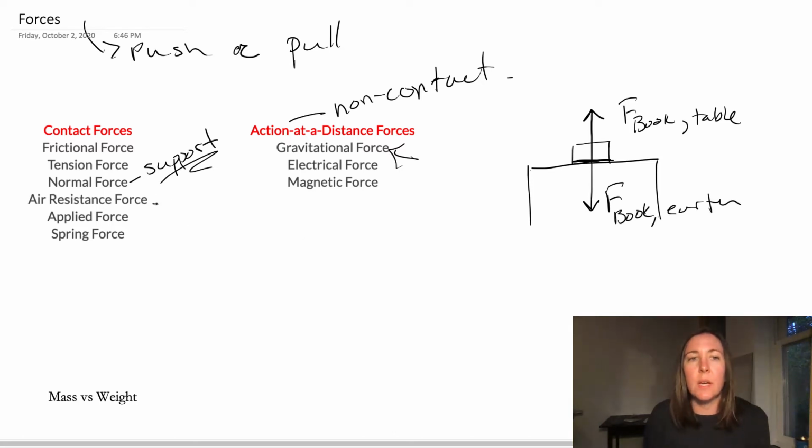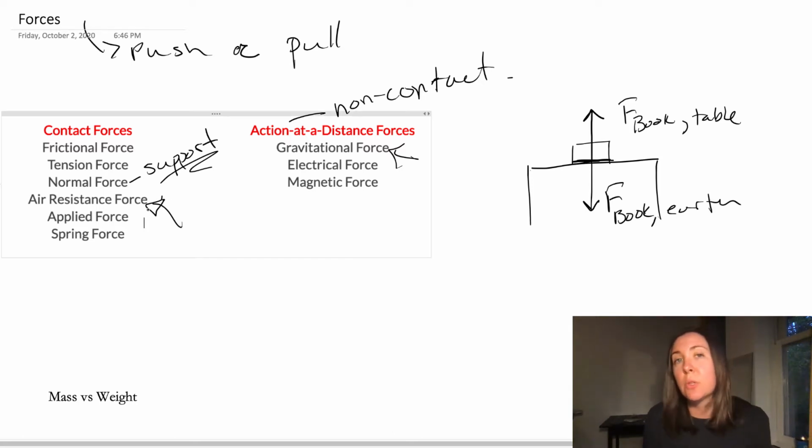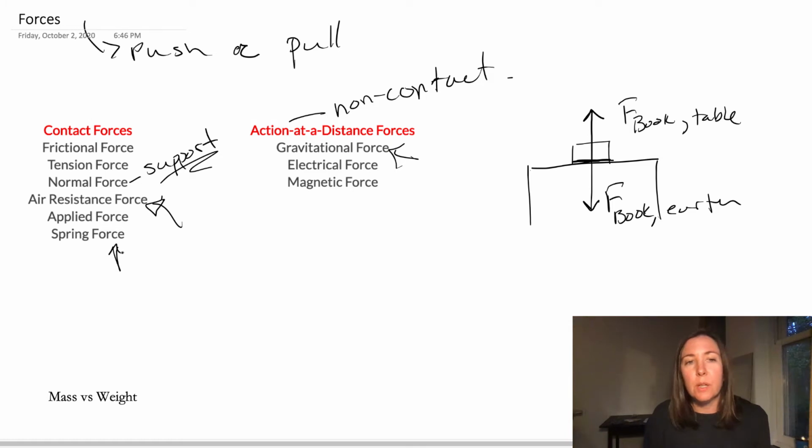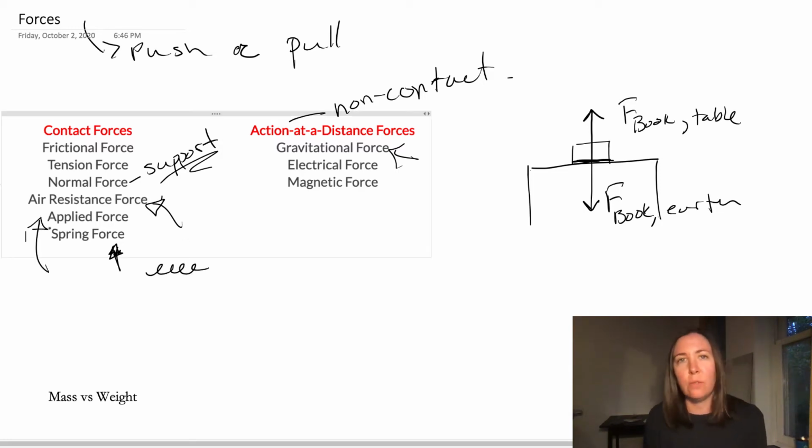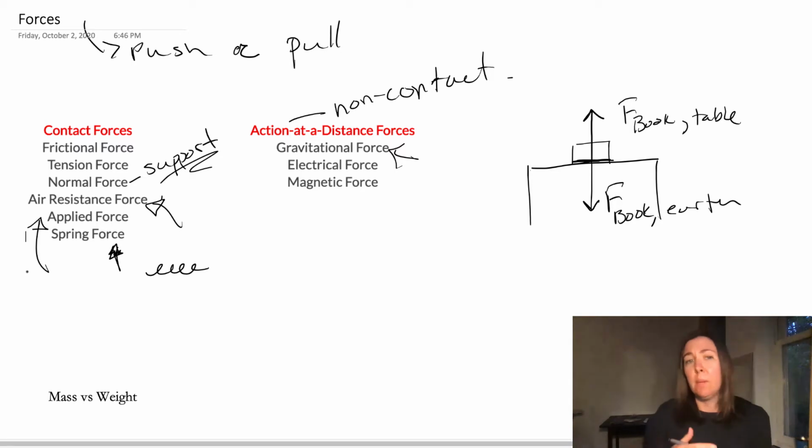Air resistance, we're not going to talk about this one too much, but it's a specific type of frictional force that has to do with air. Spring force is when you have springs that are shooting things. This is what a spring looks like. The applied force is just a catch-all for every other force that you don't have a particular name for. So if a person pushes on something, that's the applied force.